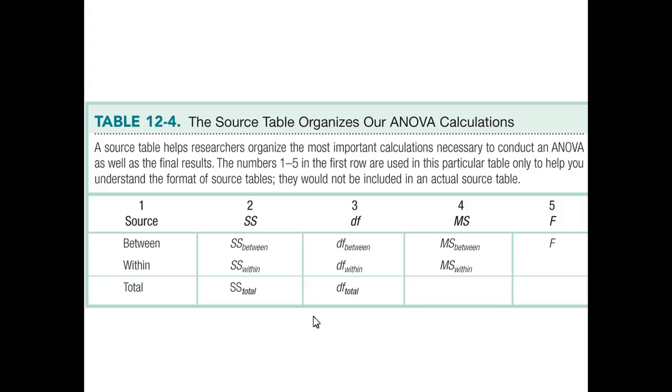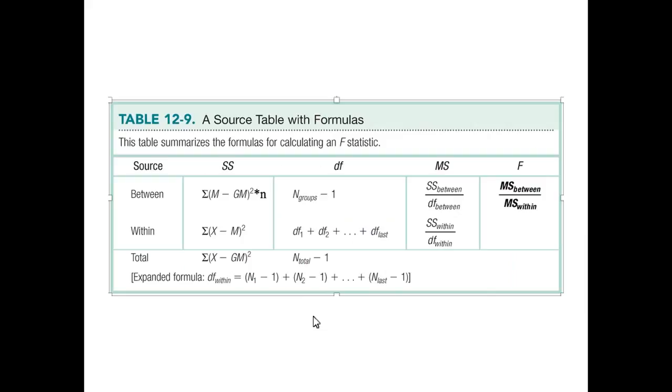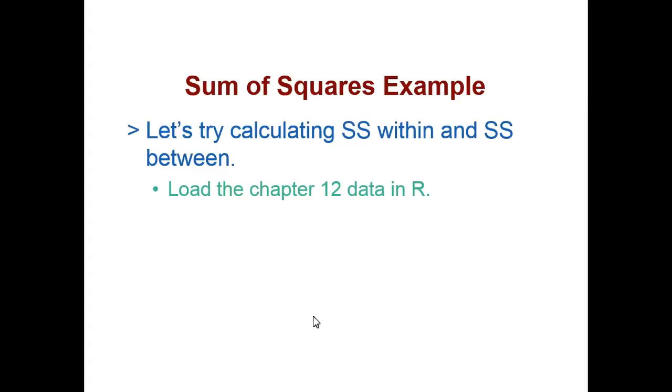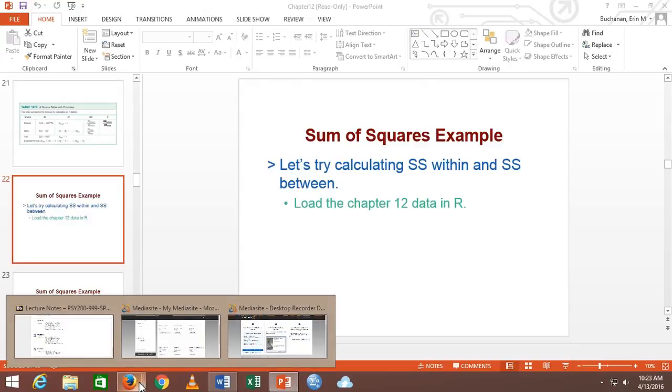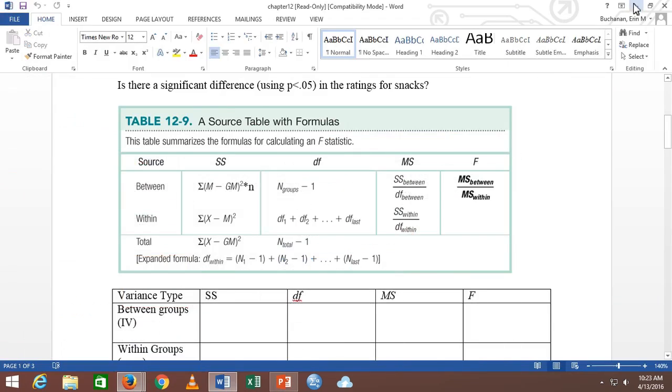So when I ask you to include the source table, this is what we're talking about. These are the actual formulas instead of the labels. Anyway, let's work one. So we're going to try to calculate the first column, sum of squares within, between, and total. So you're going to need that chapter 12 data. Is that, oh, that's CSV, sorry. Yeah, the CSV online.